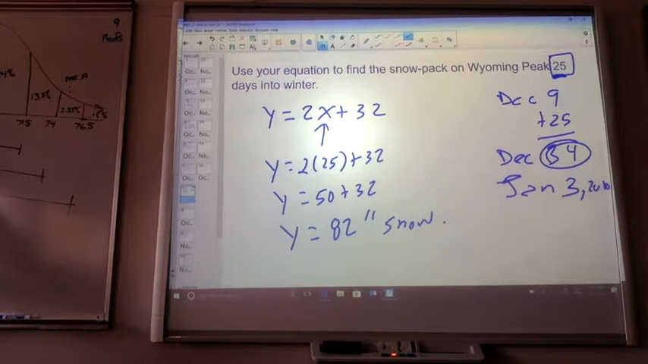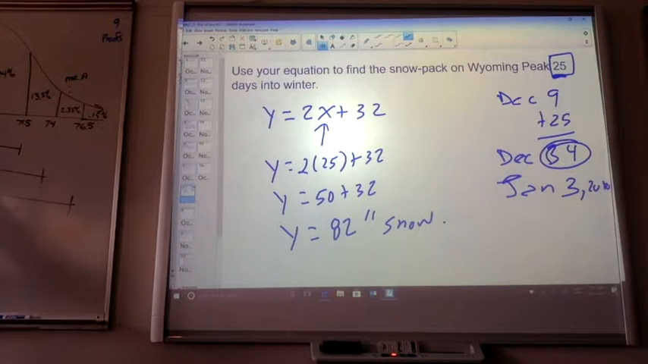That's deep. That's a lot of snow. That's good skiing weather right there. Woo! Yeah, but you can ski down it really well. Woo-hoo! If it was that, it probably wouldn't.